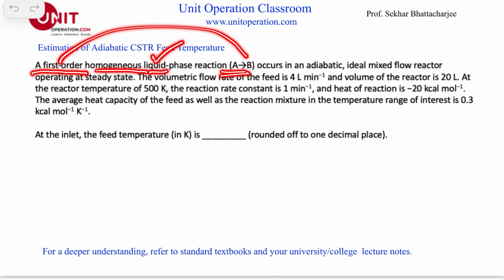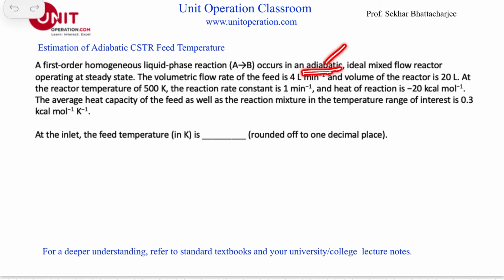This is first order. It occurs in an adiabatic reactor. There is no heat loss. Ideal mixed flow reactor operating at steady state. The volumetric flow rate is given, the volume of the reactor is given. At the reactor temperature 500 K, the reaction rate constant is given and the heat of reaction is given.